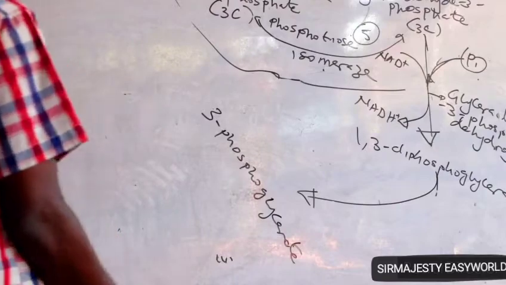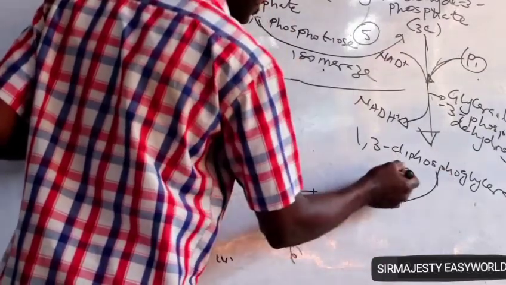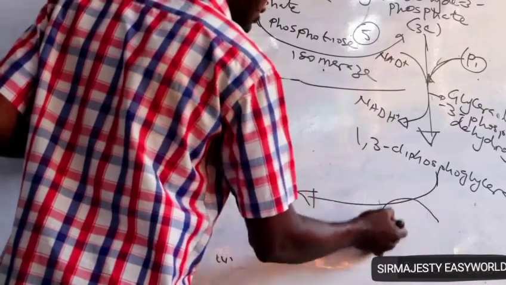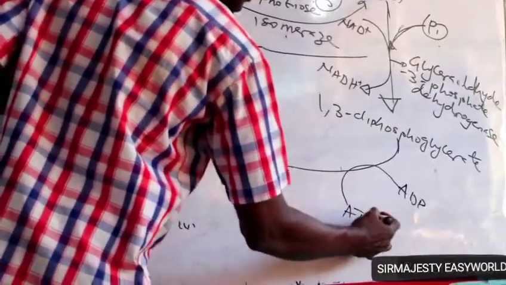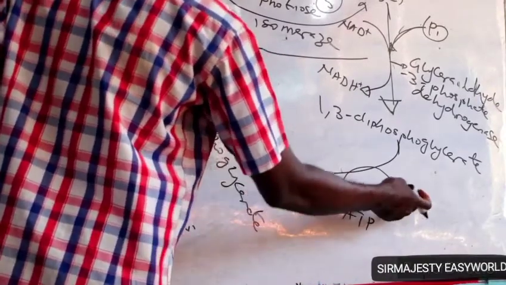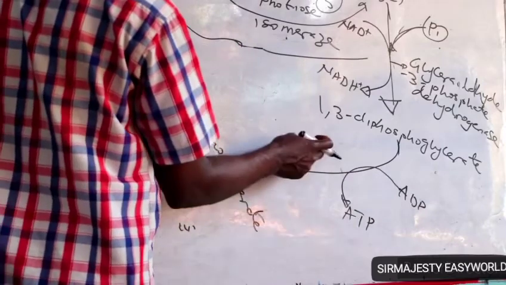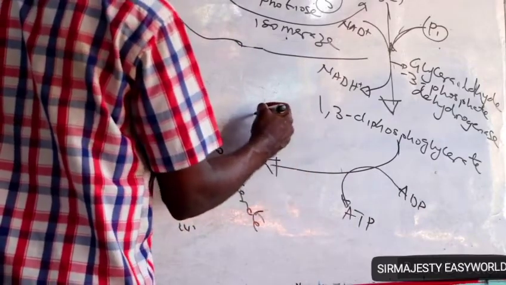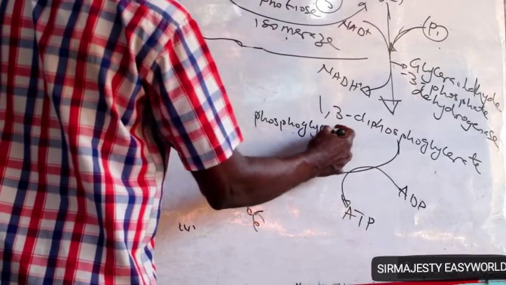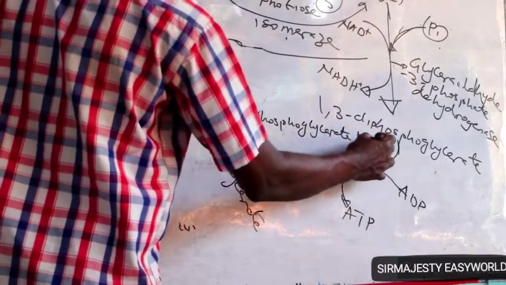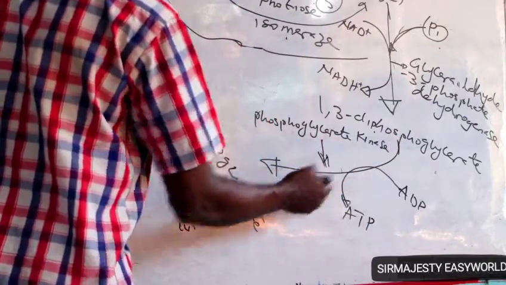The enzyme here is a kinase, and here there is a conversion, this time around, of ADP to ATP. That means energy is now generated. Anything that converts ADP to ATP is generating energy. And the enzyme involved here is phosphoglycerate kinase. That's the enzyme involved at this stage.